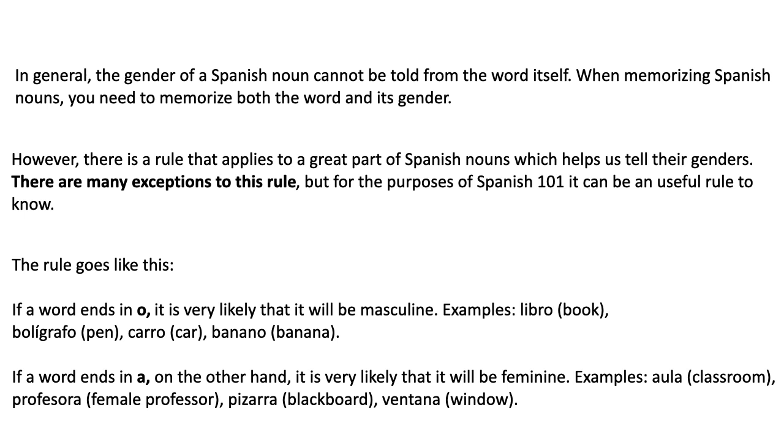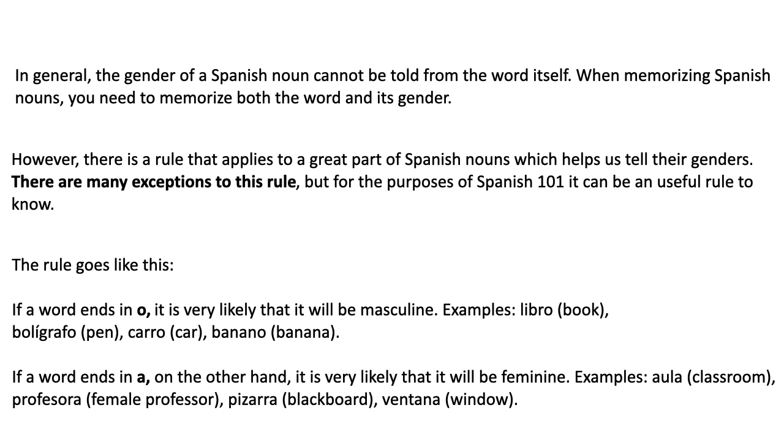So if you see a Spanish noun and you don't know its gender, go to the end of the word. And if it ends in O or in A, almost always you'll be right guessing by using this rule. Okay? Do take into account, however, that there are important exceptions. We will encounter some of those near the middle of the semester, right? But nonetheless, this is an important and a useful rule.